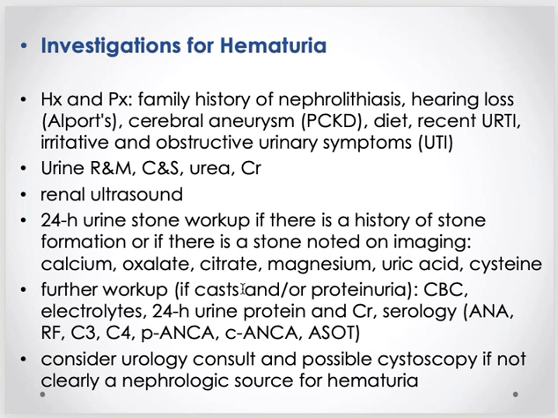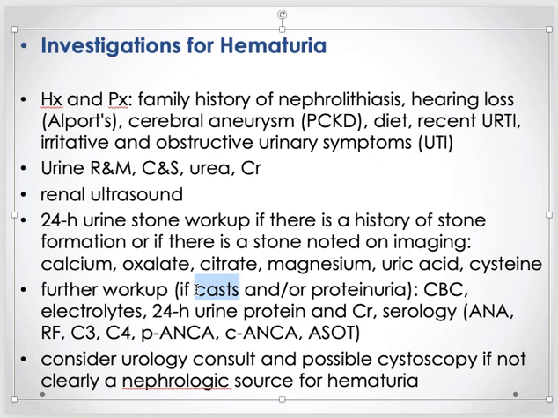If casts are there, as I told you, glomerular sources, or proteinuria, we will go for CBC, electrolytes, and again serology, which I told you that you will understand in rheumatology. And we will consult the urologist to do cystoscopy. With cystoscopy, they are going to look all inside the urethra and all inside the bladder to catch the source of the hematuria, right?